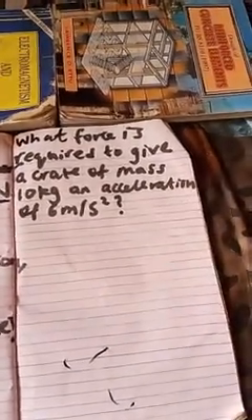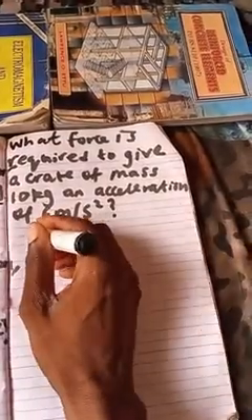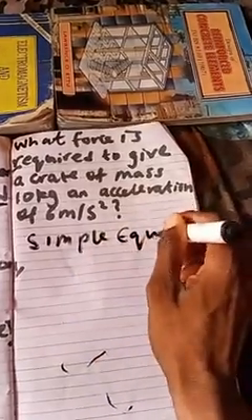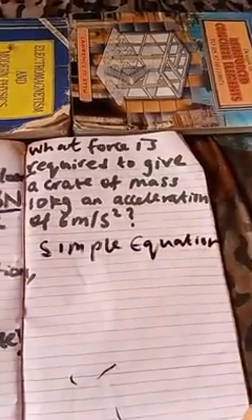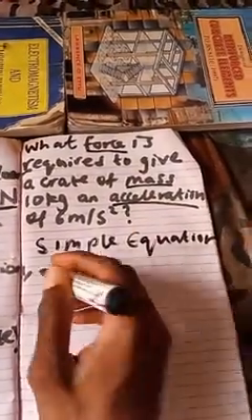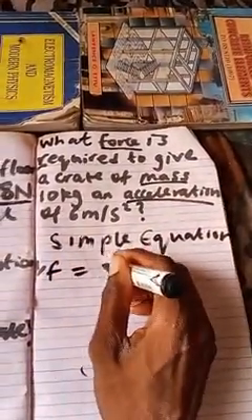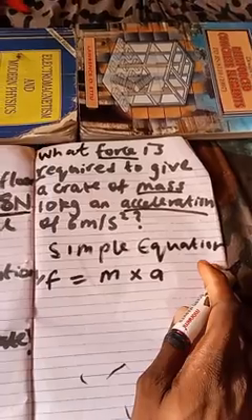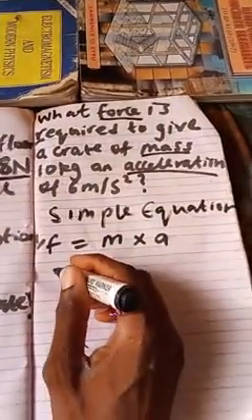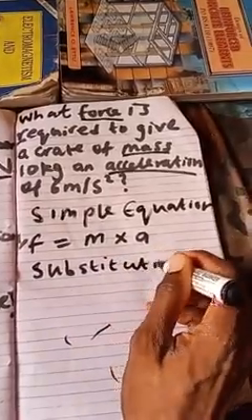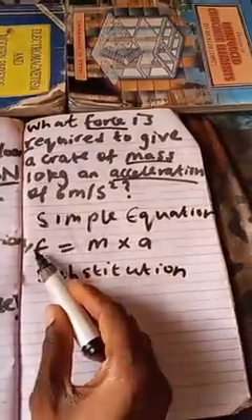Now let's apply those. I said the first thing you should apply is simple equations. So you now ask yourself in your mind, which equation relates force, mass, and acceleration? The equation that relates them is that force is simply the mass times the what? Acceleration. This is where simple equation comes in. The next topic I mentioned was substitution. Substitution means you replace the value of force.